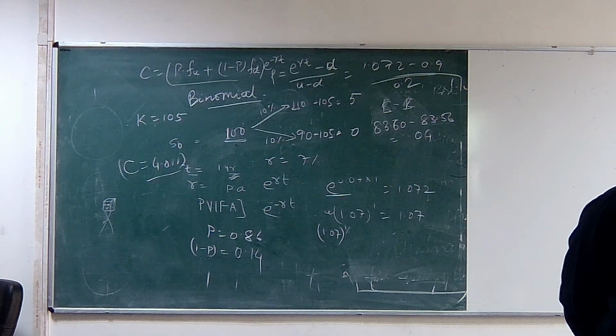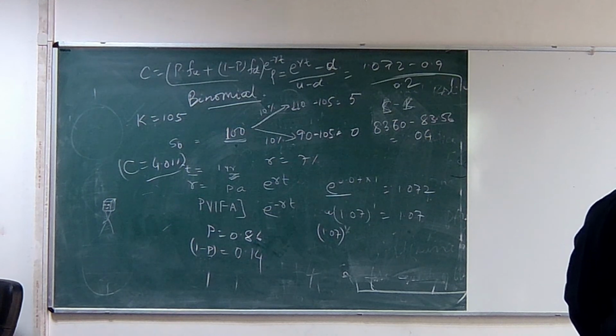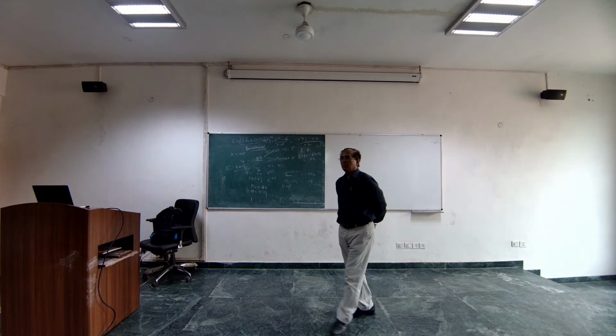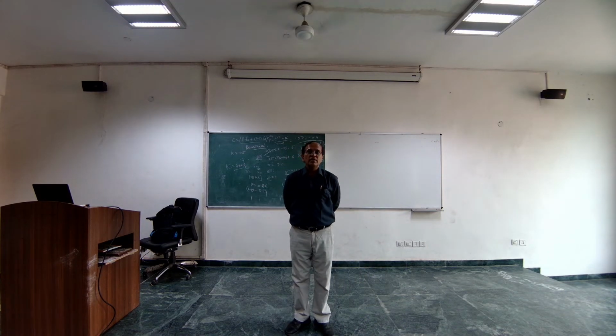D is actually the downward movement. How much is the downward movement? 10%, that is 0.1. So 1 minus 0.1 is equal to D. 1 plus 0.1 is equal to U. So 1.1 is U and 0.9 is D. Any other query?